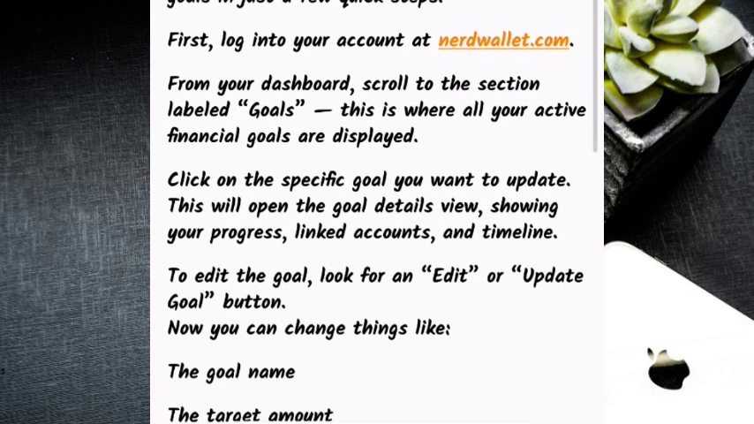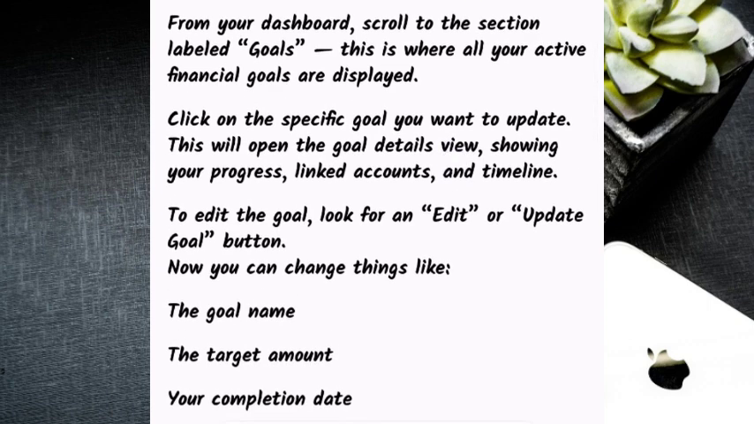First, log into your account at nerdwallet.com, and then from your dashboard scroll to the section that's labeled Goals. This is where all of your active financial goals are displayed. Now click on the specific goal that you want to update. This will open the goal detailed view showing you progress, linked accounts, and of course timeline.